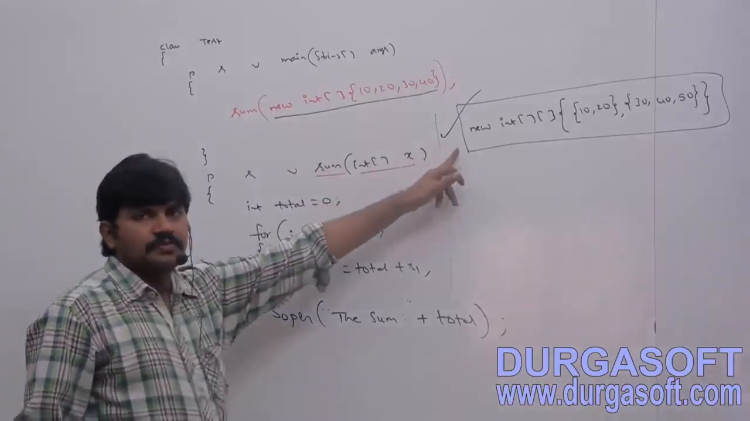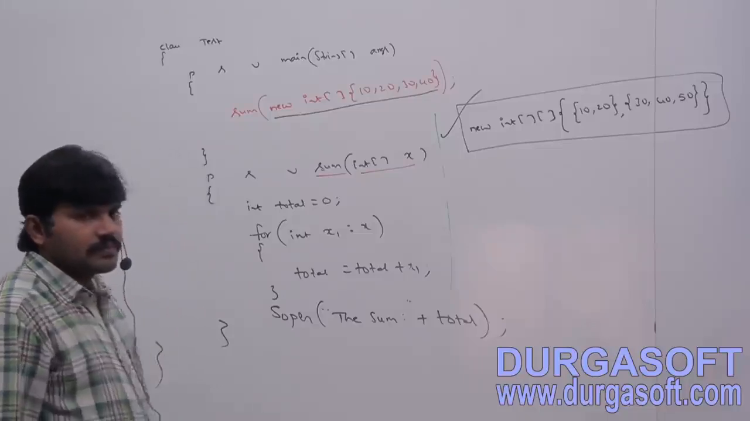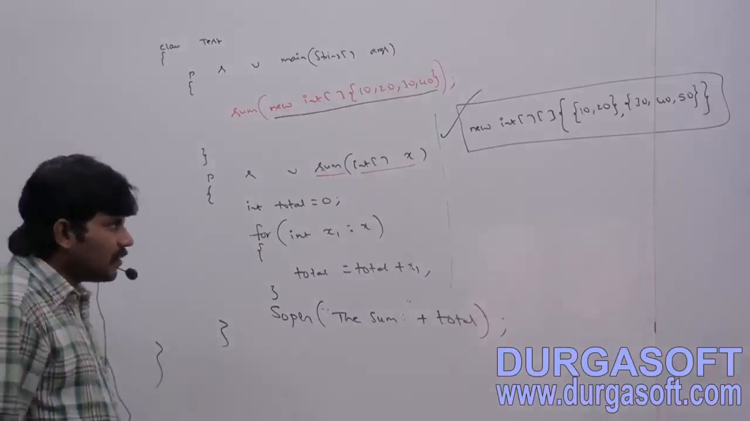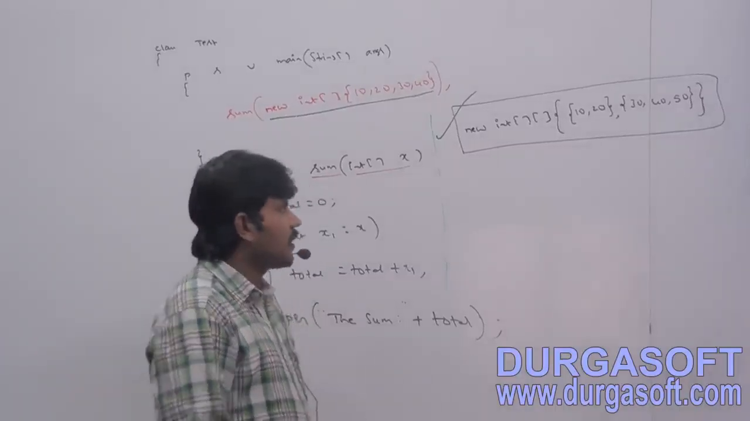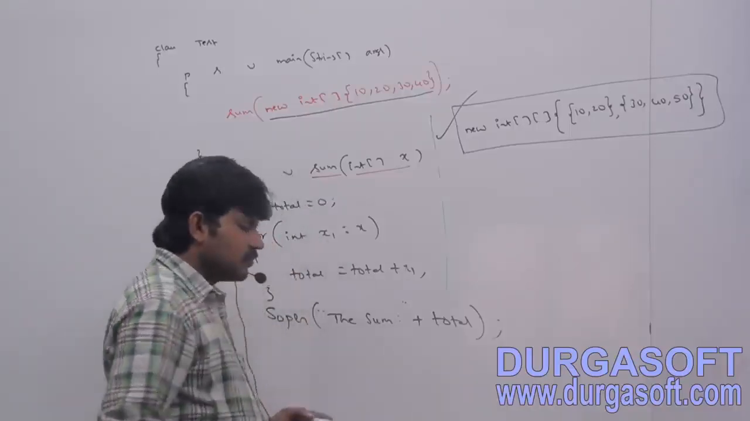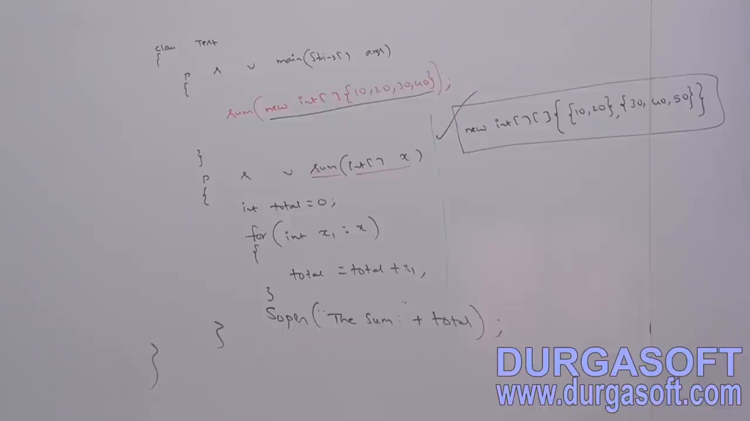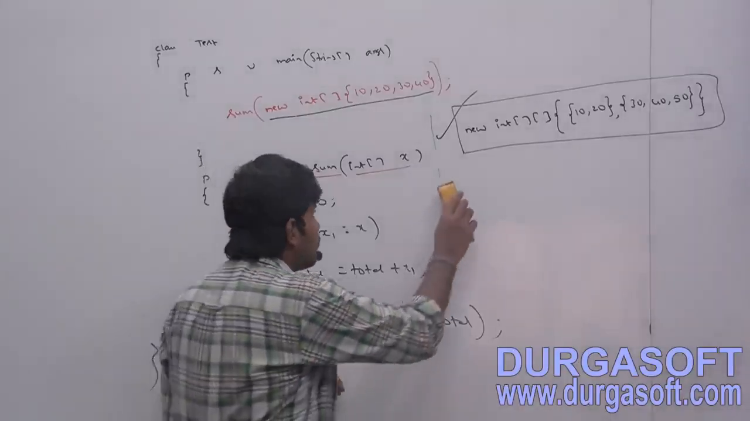Okay, take this one. New 2-dimensional array of 10, 20, like take clearly, 30, 40, 50. Completed, right?